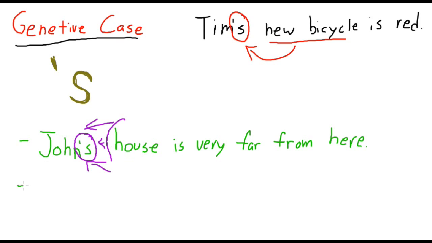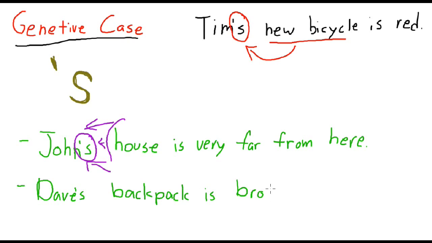Let's give another example. Dave's backpack is broken. Dave's backpack is broken. Okay, a backpack is what you bring to school on your back where you carry your books. However, Dave's is broken. Correct? So this refers to that the backpack is Dave's, correct? Dave's backpack is broken.